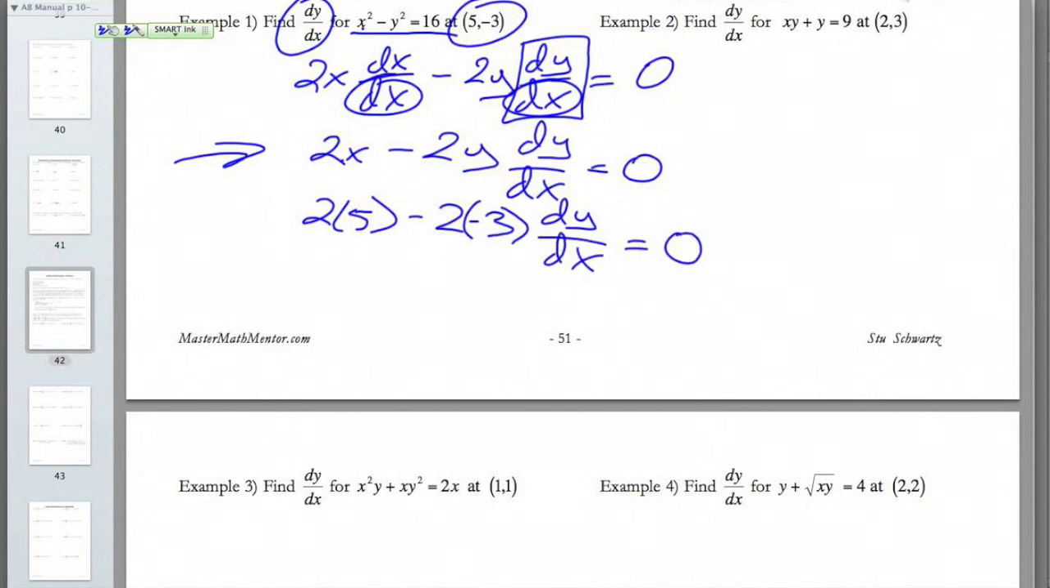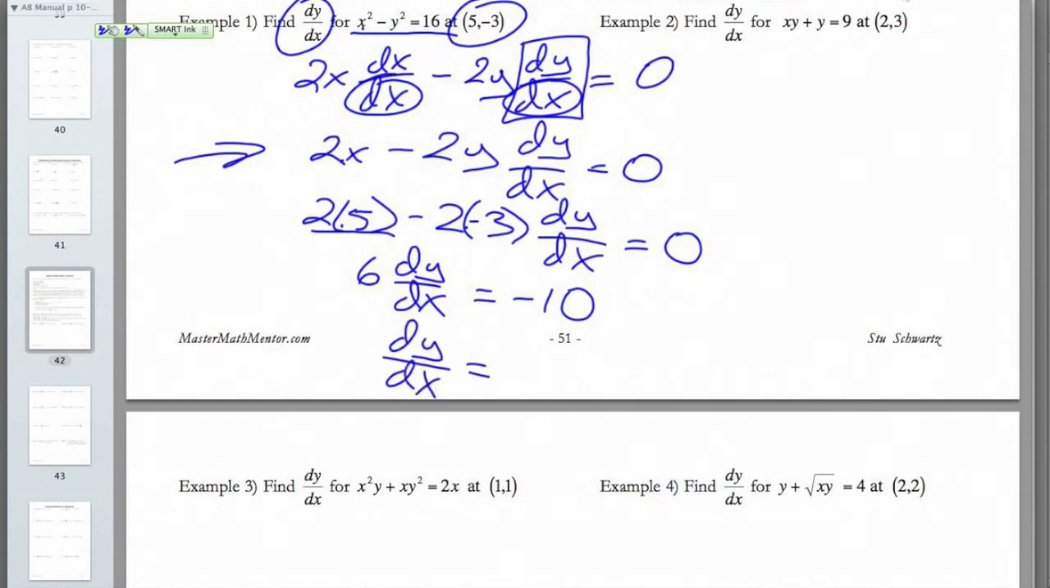Alright? And if you notice, the directions say find dy dx. So what do I want to do? Get dy dx by itself. So this is going to be 10. Let's go ahead and subtract that to the other side. So I'm going to have minus 10 over there. This gives me 6 dy dx. And then when I divide, I get negative 10 over 6.